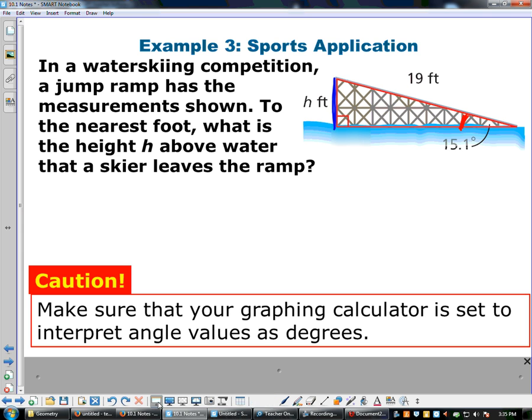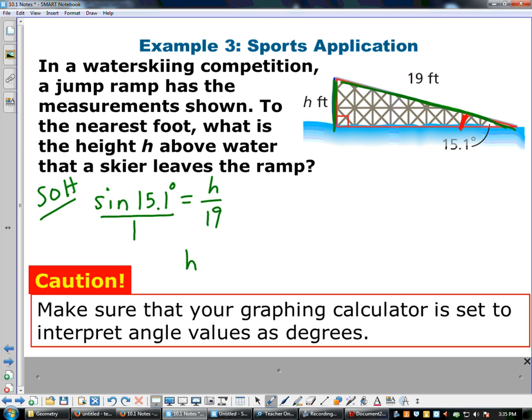All right, so in order to set up this problem, we want to use which trig function? Well, we are given the hypotenuse in this triangle, and we're trying to find the opposite side from the 15.1 degree angle. So which trig function involves opposite and hypotenuse? Well, again, from SOHCAHTOA, it's the sine. So we need the sine of 15.1 degrees, and that's equal to h over 19. And so we can think of this sine of 15.1 degrees over 1. And when we cross multiply, we get h equals 19 times the sine of 15.1 degrees.